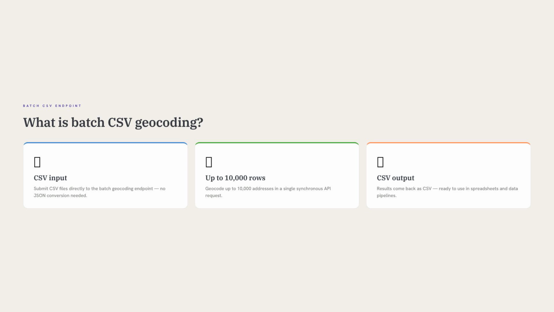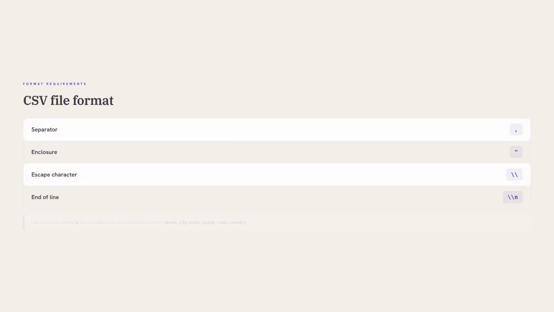any conversion step. To geocode a CSV file, set the content type header to text/CSV. The first row should contain column headers. You can use a single column named Q for full addresses, or separate columns for street, city, state, postal code, and country. The file should use commas as separators, double quotes for enclosure, backslash for escaping, and new lines to end each row.